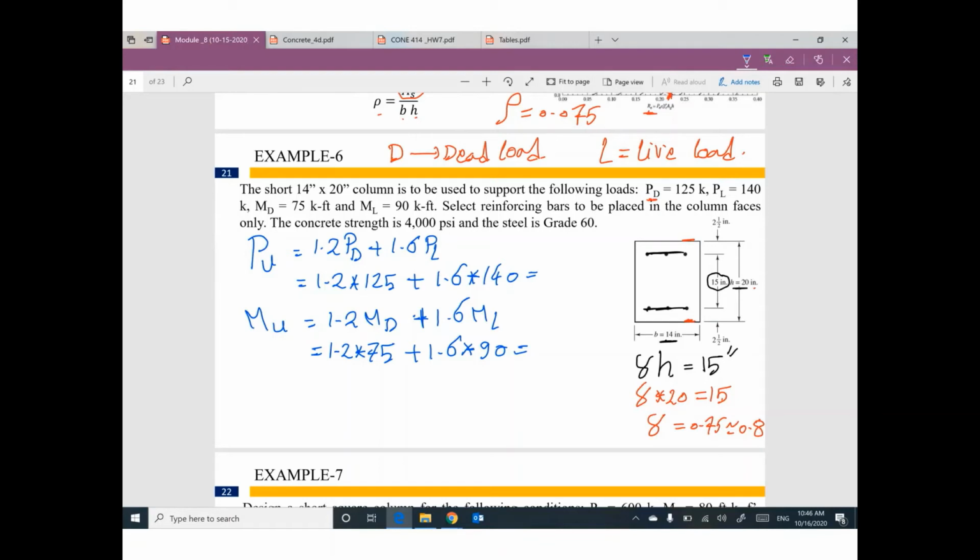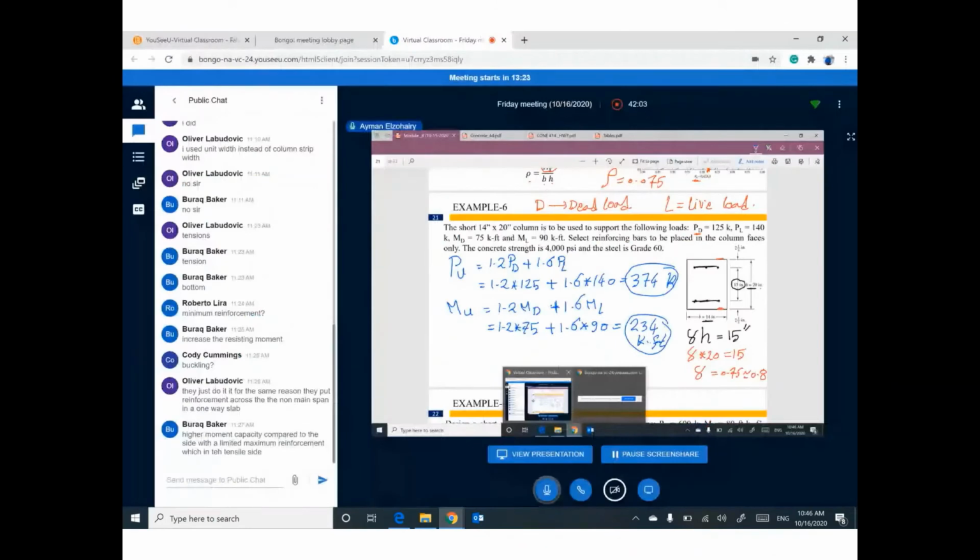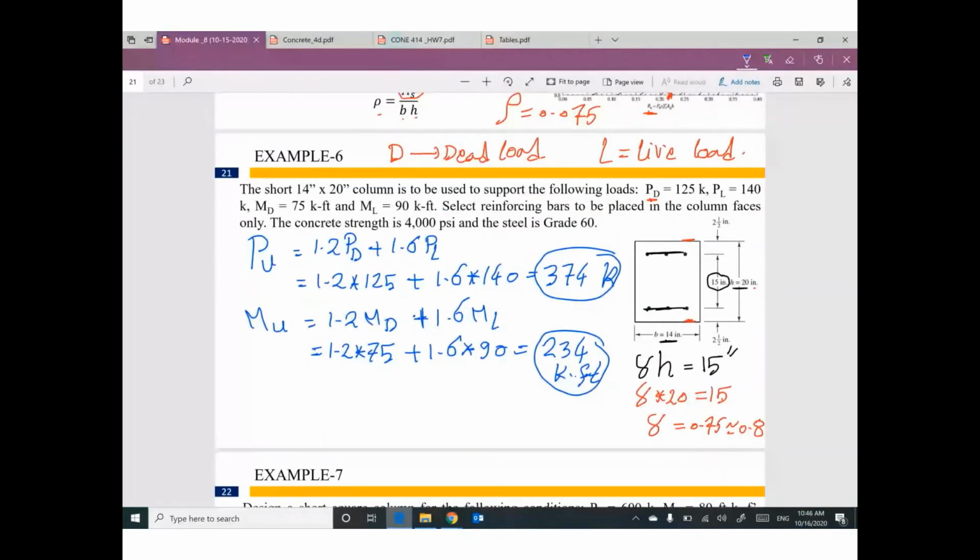1.2 times 125 plus 1.6 times 140 gives 374 kip. 1.2 times 75 plus 1.6 times 90 equals 234 kip foot. Any questions so far? Looks good. So P ultimate and M ultimate are given.